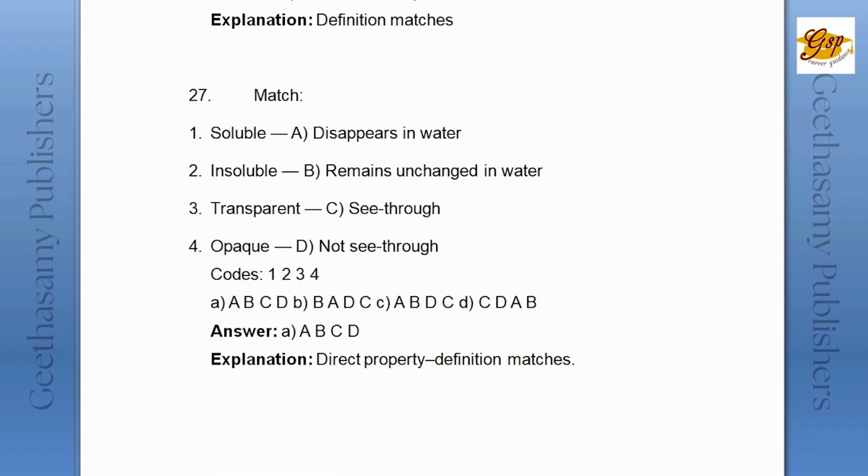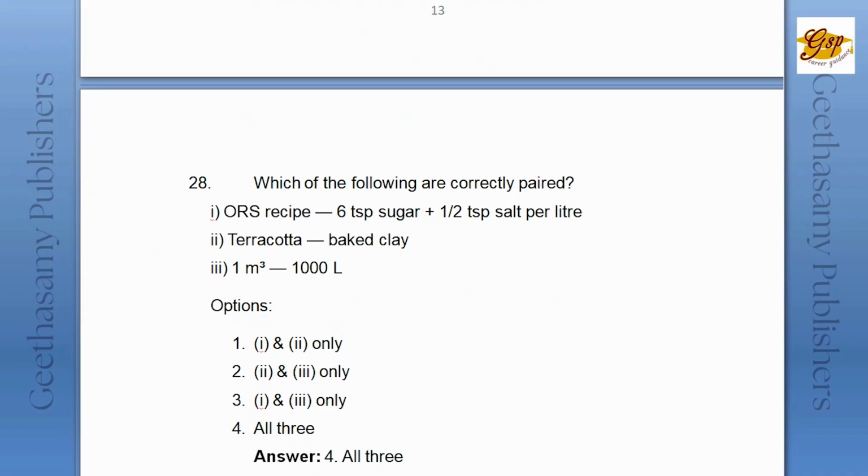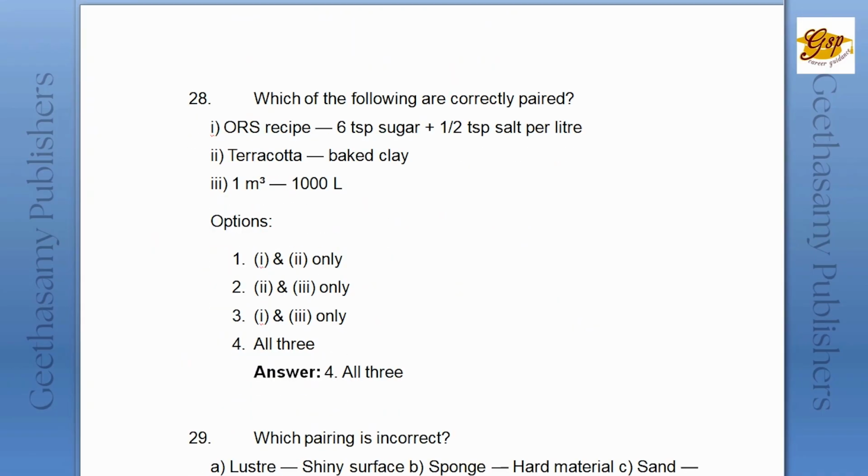And 27th question, it is match. Soluble: disappears in water. Insoluble: remains unchanged in water. Transparent: see-through. Opaque: not see-through. So codes are 1, 2, 3, 4. They are correctly matched. Answer is A, B, C, D. All are true. So it's a direct property and it defines. It's all definitions. Fine. Then 28th question.